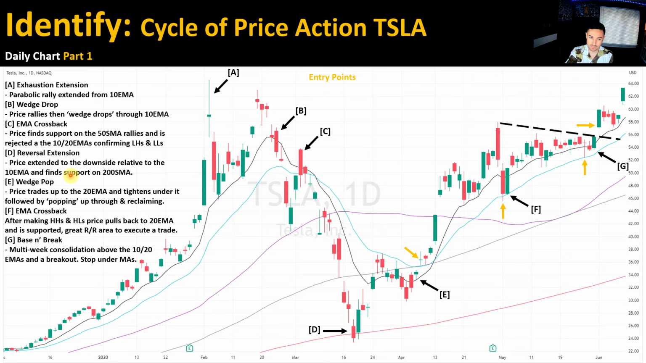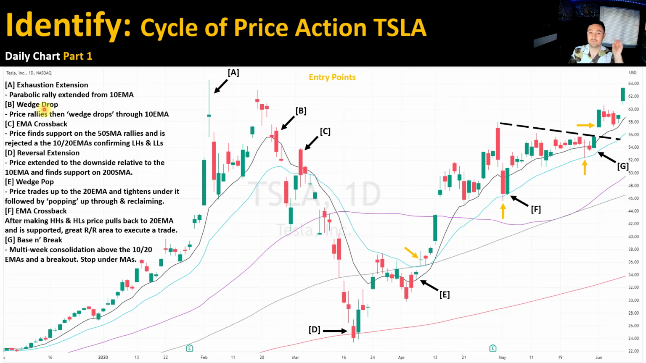We've got Tesla going through like this, and then we have Zoom going through like this. By the time we've gone through Tesla and Zoom, hopefully a couple of these things are starting to make a little bit of sense in terms of what on earth is an EMA crossback, what is a wedge drop, what is a wedge pop, what does an exhaustion and extension look like, what does a base and break look like. We're going to get to it. We'll explain it all as we go.